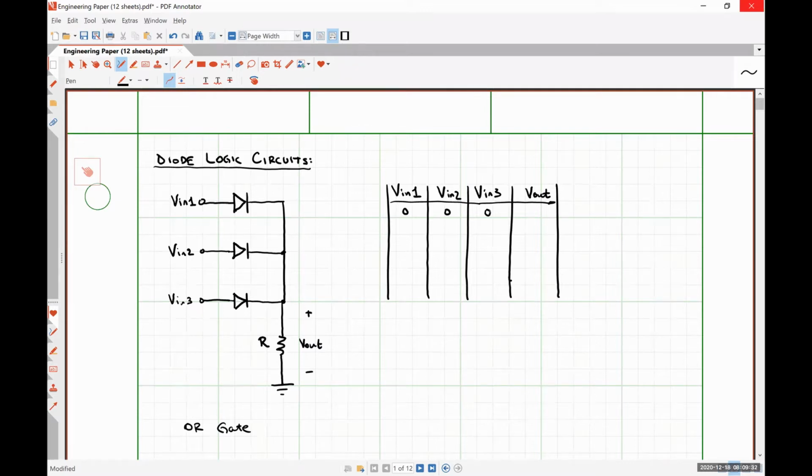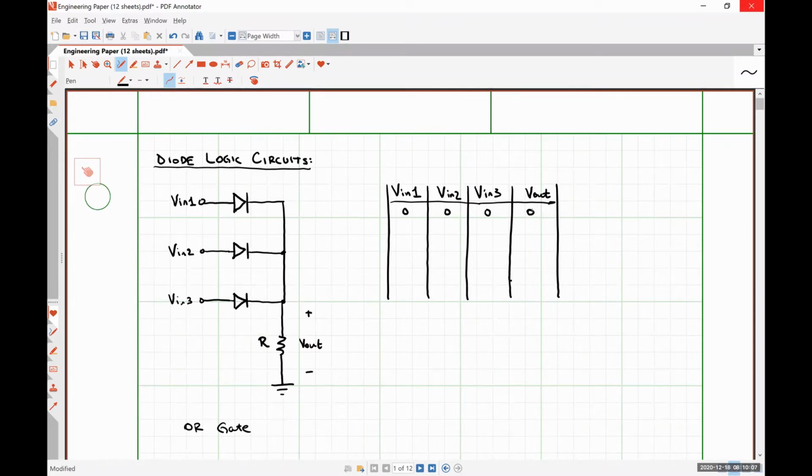Right, so if this is 0, 0, and 0, all three of my diodes are reverse biased. And so we could treat them effectively as an open circuit. So there is no current conduction path through the resistor, meaning that there should be no voltage drop over the resistor, and therefore V out is 0. Pretty straightforward.